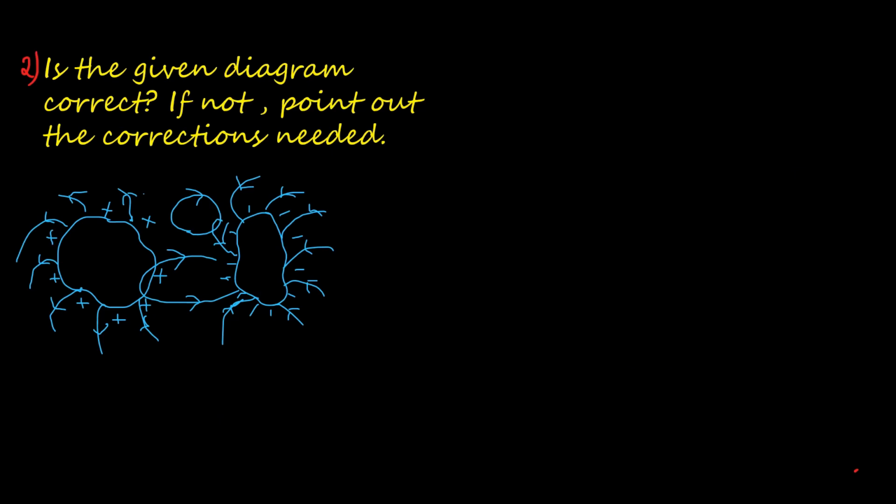Now the second question. You might have seen this question in many books. If you missed it, go through this. Is the given diagram correct? If not, point out the corrections needed. When we analyze the figure, we find a positive irregular object and a negative irregular object. Their electric fields are shown. We have to point out the corrections needed.